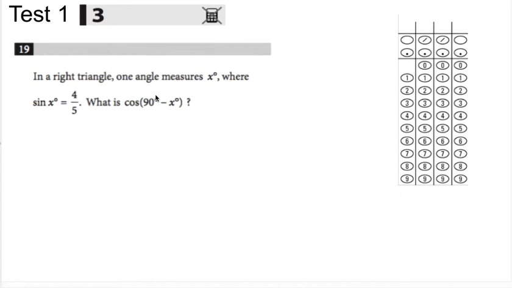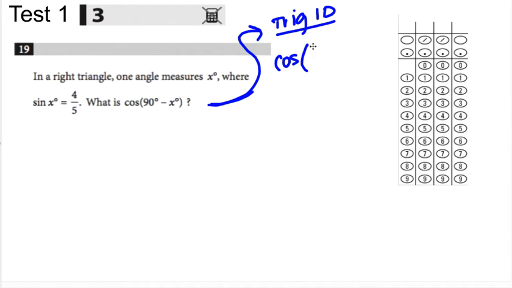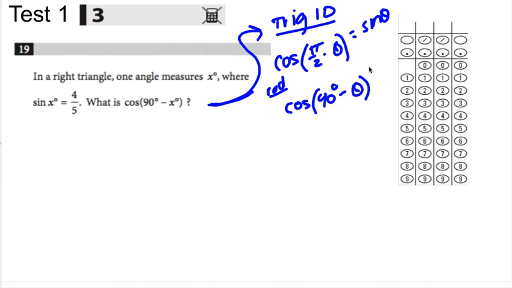So if you have this memorized already, that's great. You might already know the answer to this just based on trig identities. There is a trig identity that says that the cosine of pi over 2 minus theta, if you're in radians, or cosine of 90 degrees minus theta, is just the sine of theta. If you know that already, then the answer is just the same, 4 over 5. You could either put it in as 4 over 5, or you could put it in as 0.8.